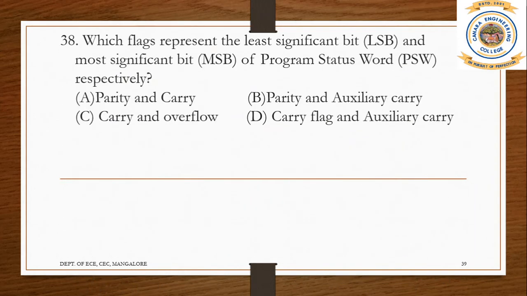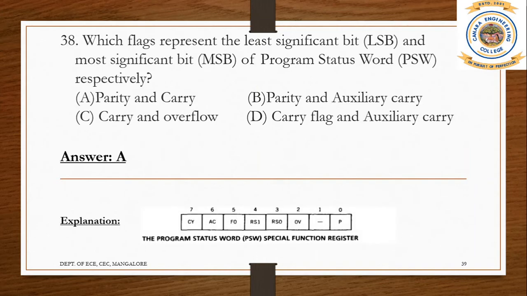Okay. So next question, which flags represent the least significant bit and most significant bit of program status word? So I am continuously, rigorously discussing program status word because you can have a good number of questions or at least one question from program status word. So program status word structure we have already discussed. So you can directly say the answer is A, right? Because the parity flag is LSB and carry flag is MSB.